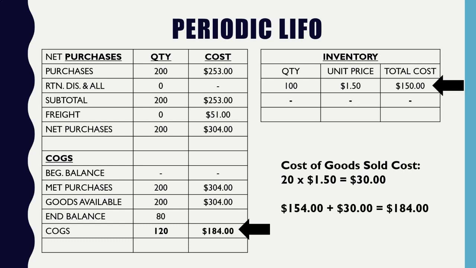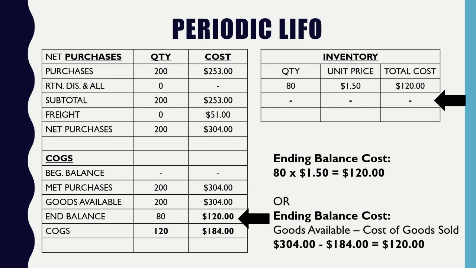Then we have to sell 20 more items because we sold a total of 120 items, not 100. So we're going to take the remaining 20 items from the last batch of inventory that we have, which is our very beginning inventory, the one above it, which costs $1.50 each. $1.50 each times 20 gives you $30. So at the end of the day, your cost of goods sold is your $154 plus the $30 to give you a grand total of $184.